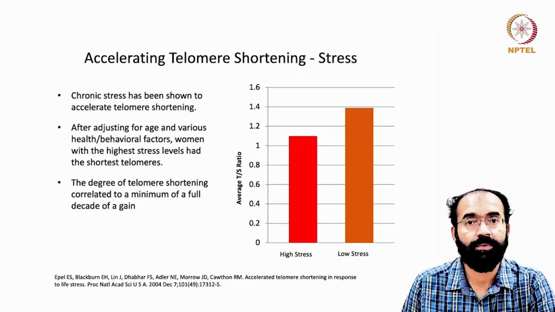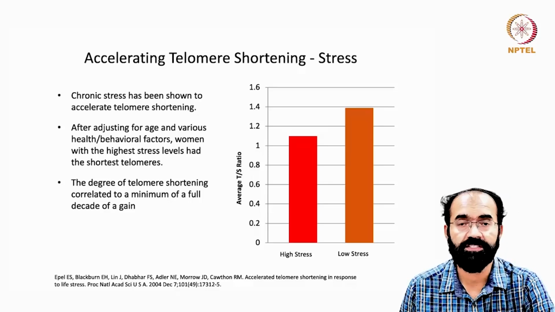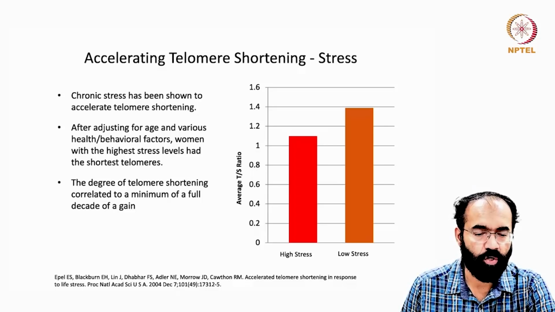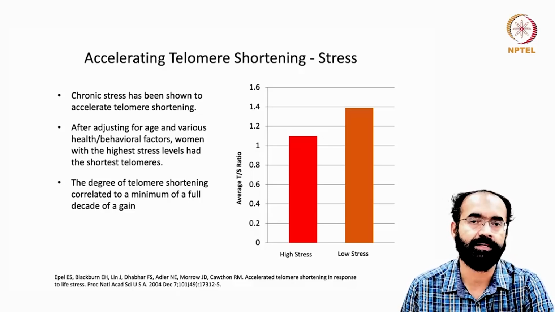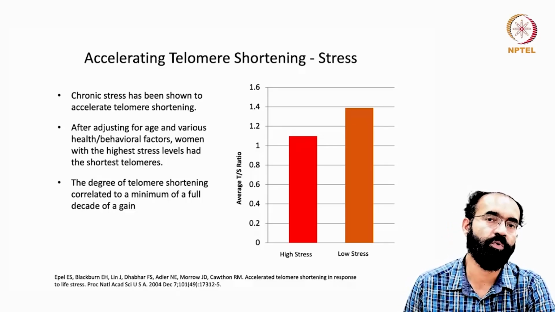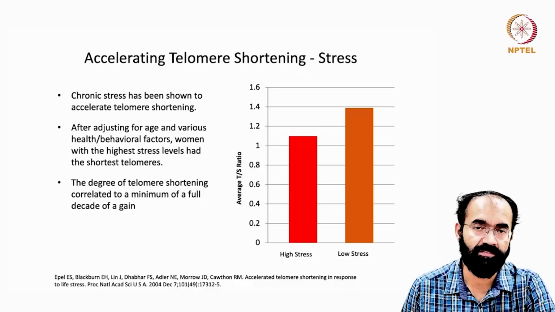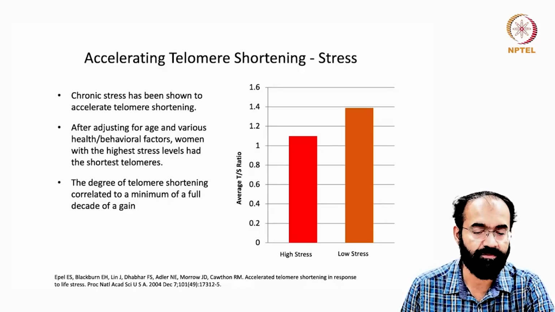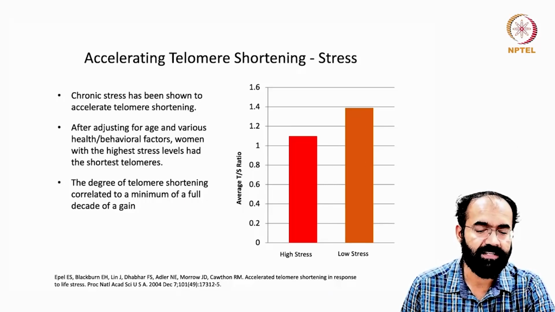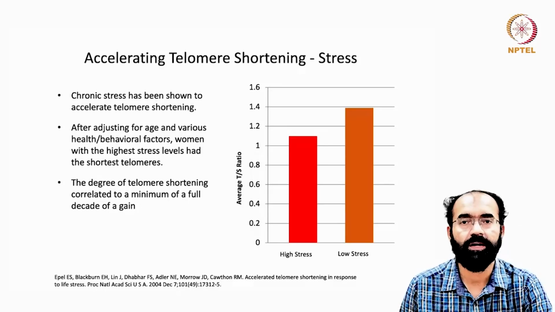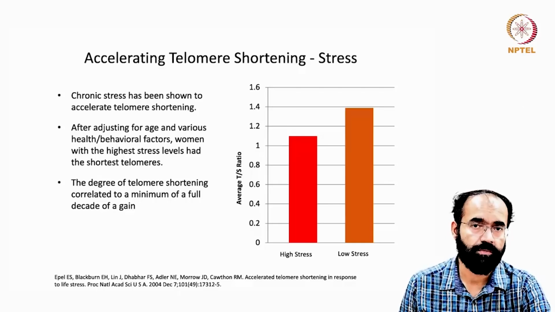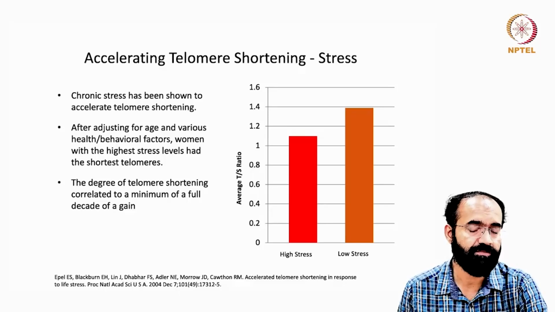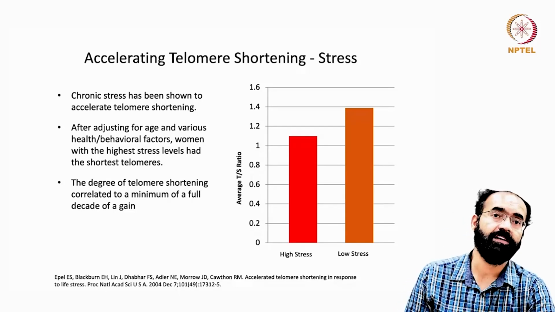So accelerating telomere shortening happens with stress. So the opposite side of the telomere maintenance is the telomere loss. Chronic stress has been shown to accelerate telomere shortening. Chronic stress, it can be anything. Like in psychiatric terms, people say brooding, etc. Any kind of stress you do to yourself can lead to telomere shortening. After adjusting for age and various health and behavioral factors, women with highest stress levels had the shortest telomeres. So what you understand, women are vulnerable to shortening of the telomere. Credit goes to the stress. So this has been normalized with age, various health parameters and behavioral factors, etc.